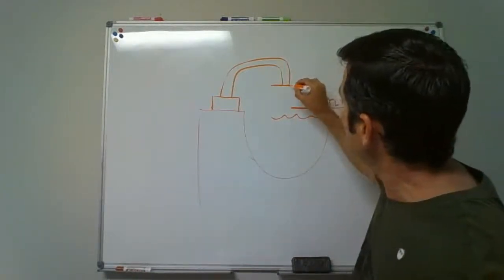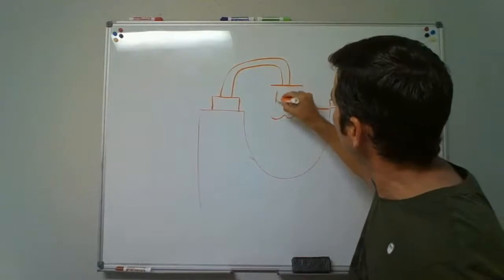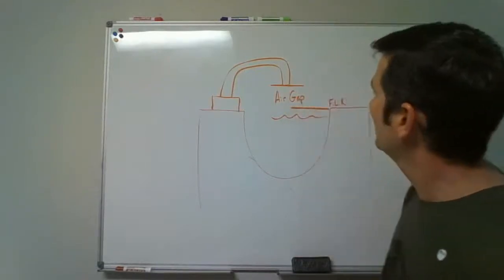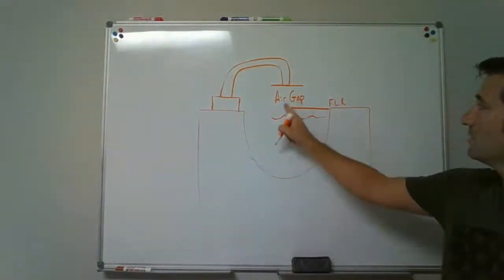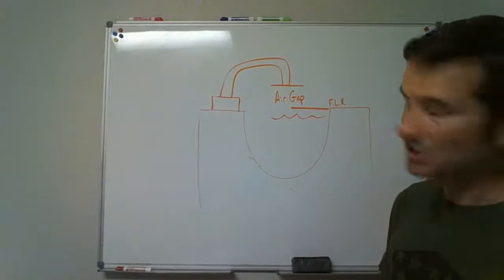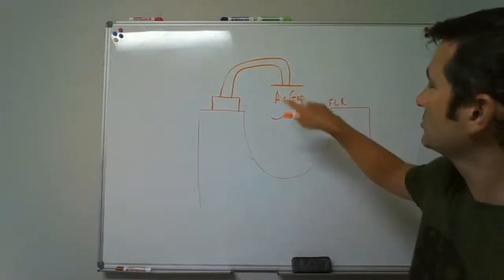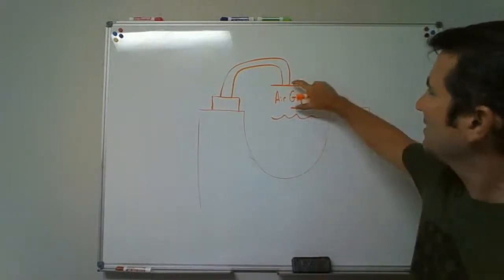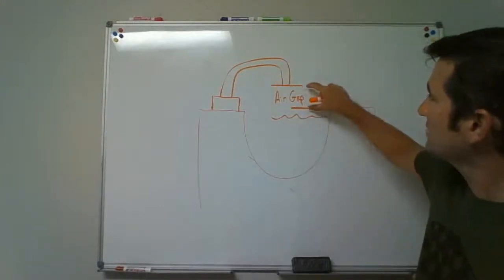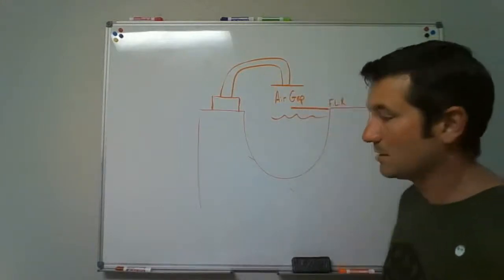Between the fixture outlet and the flood level rim, air gap. We didn't talk about it, but that is how you measure that. That would be a true statement. But I just want to show you a picture so you can kind of picture it in your mind. As it relates to the water supply distribution system, that is how you'd measure that air gap.